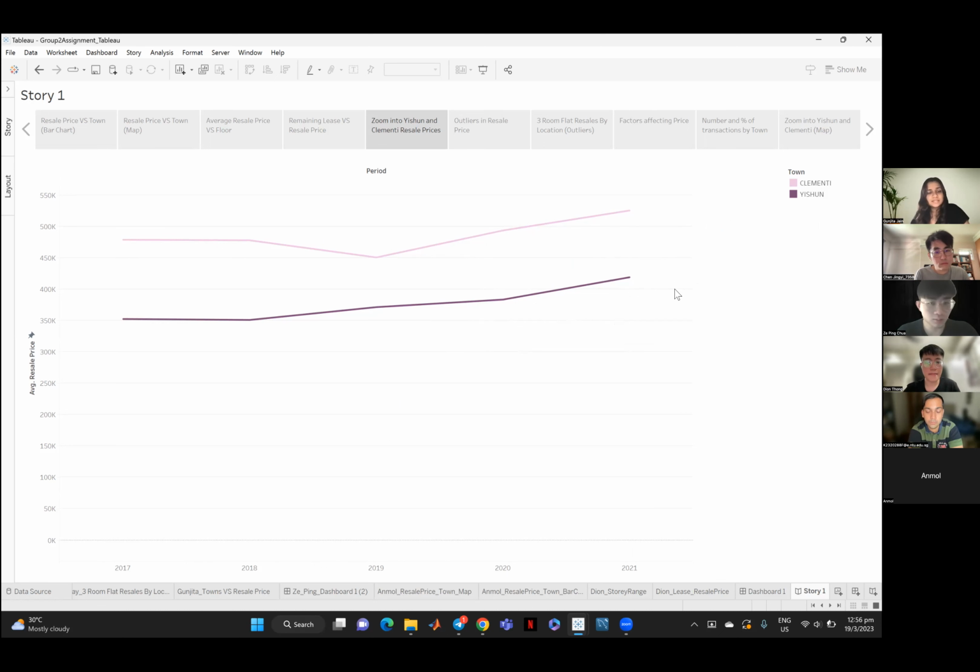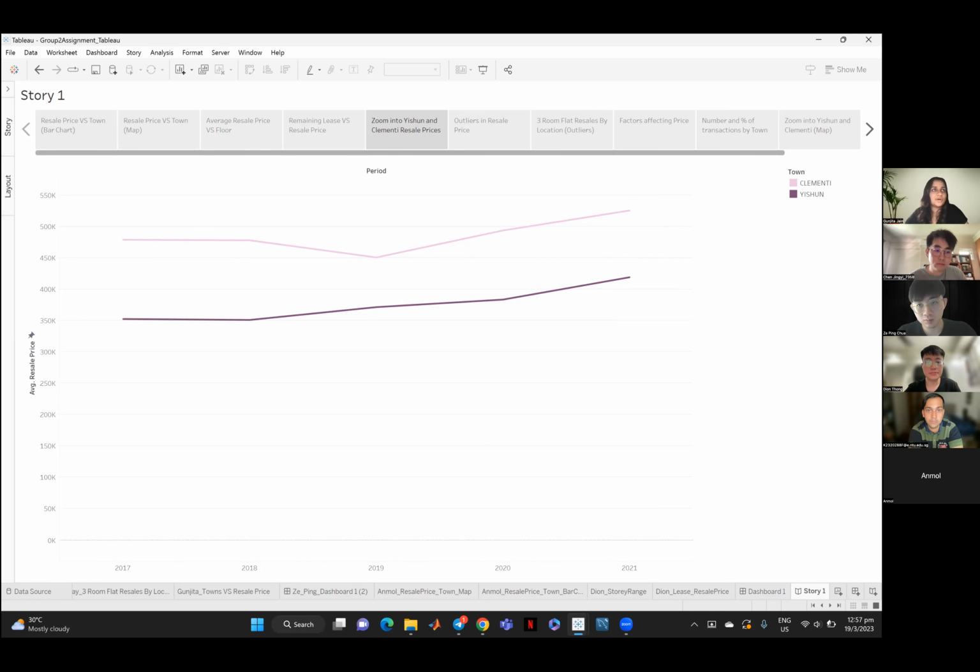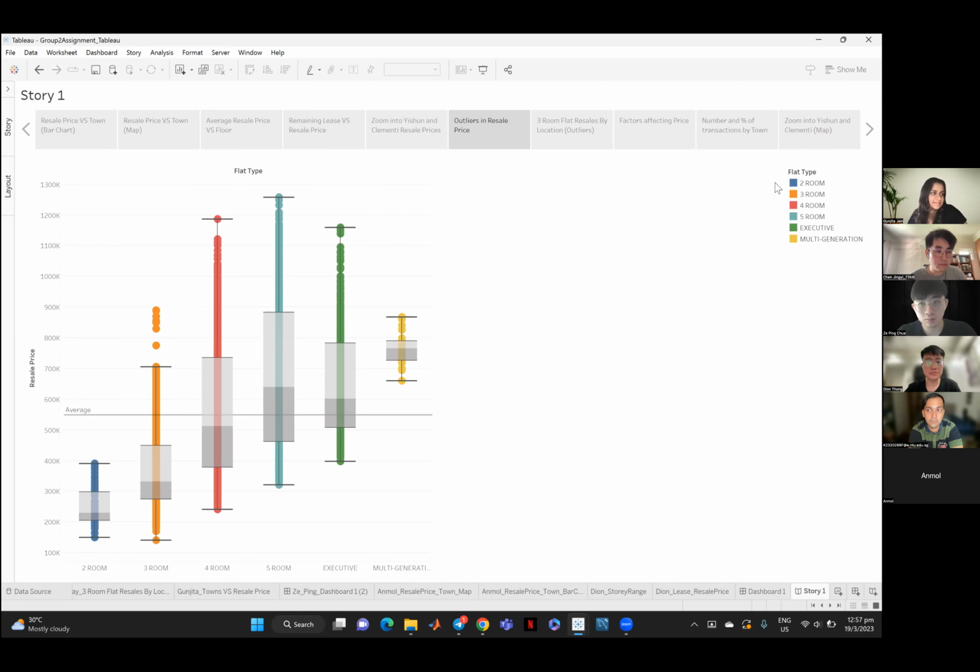So through this, the conclusion we can draw is that if flat owners want a more affordable option, but at the same time be able to sell it at a higher price than they bought in, these specific two areas is something they can look at when it comes to making a decision. Now I'll pass on the time to the next person to talk about the outliers in resale price.